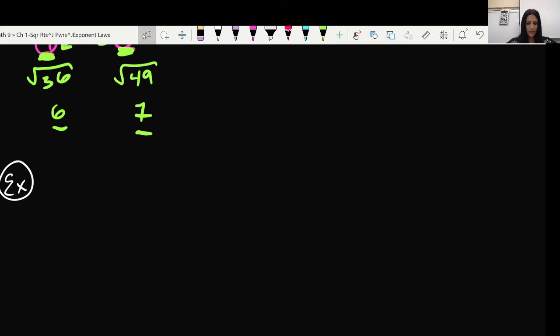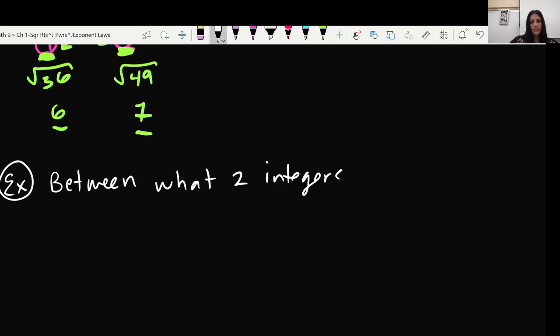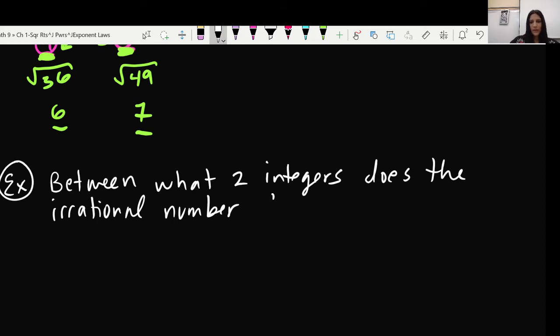So I think hopefully you've gotten the idea with that. I'm going to ask you a little bit differently. So between what two integers does the irrational number fall, if we have, for example, root 70?